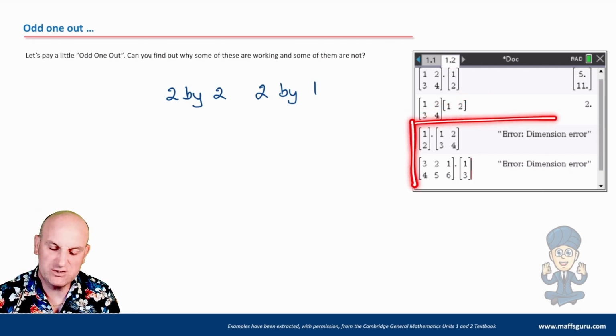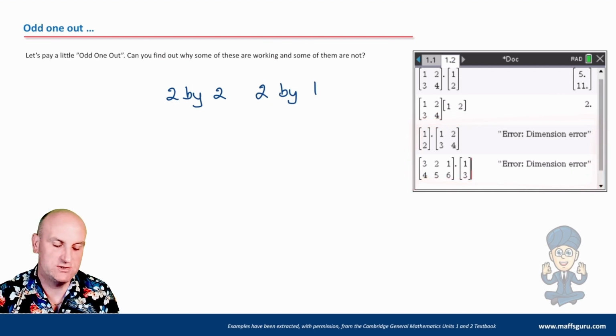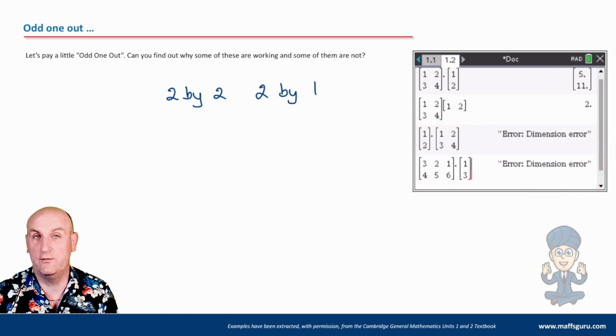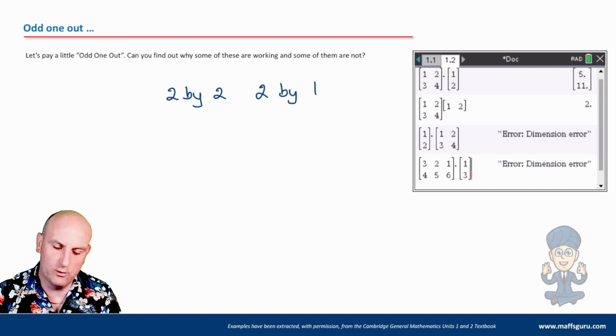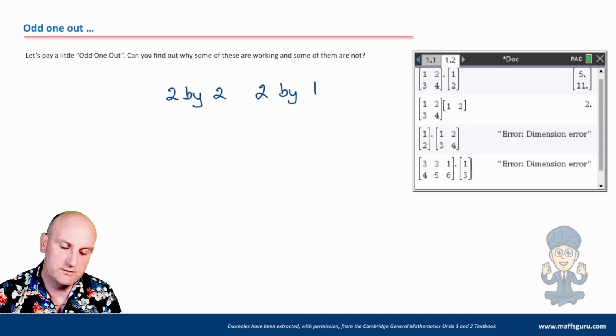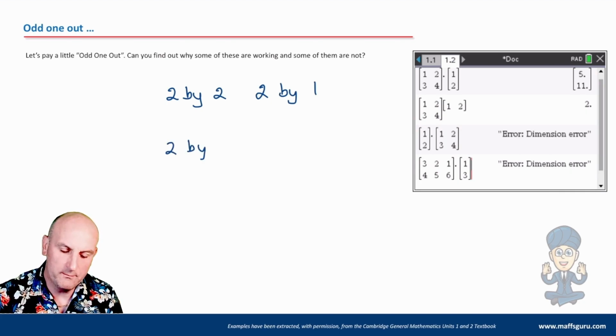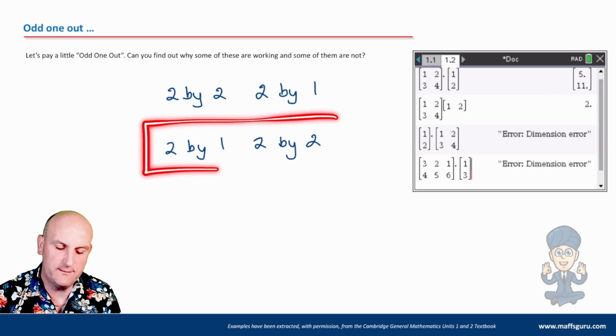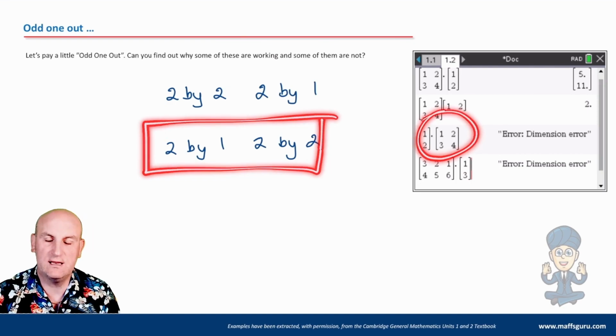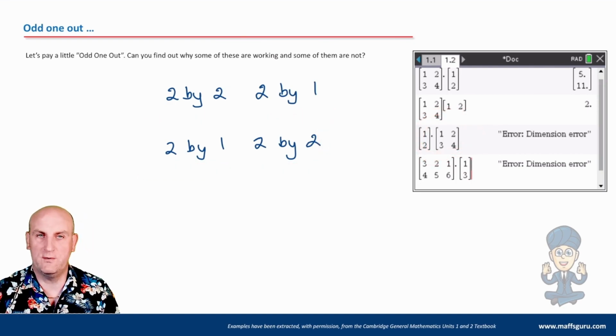Then we've got these 2 here. We've got error, dimension error. Now that's what comes out on the TI Inspire. If you're using a ClassPad, I'm sure it'll come out with something else. But let's just see why. Let's look at the order of those 2 matrices. So what have I got there? I've got a 2 by 1 followed by a 2 by 2. And for some reason, there's something about this that is telling the calculator that's not going to be possible. I can't multiply them together.